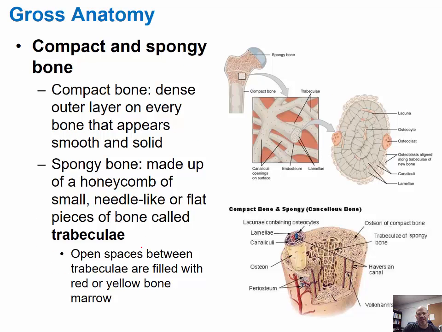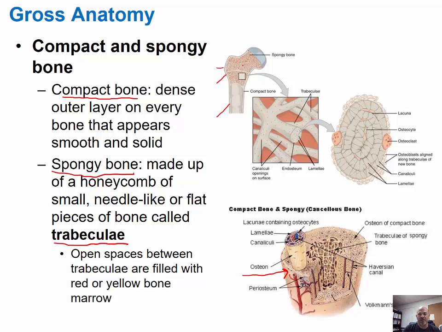So looking at the gross anatomy, we have both compact and spongy bone. Compact bone is the dense outer layer on every bone, and it appears smooth and solid. So over here on this model of the bone, that would be the outer layer. All of that outer layer that I'm pointing to on the model below here would be considered compact bone. And then we have spongy bone, which is made up of a honeycomb of small, needle-like flat pieces called trabeculae. Make sure you know that term.